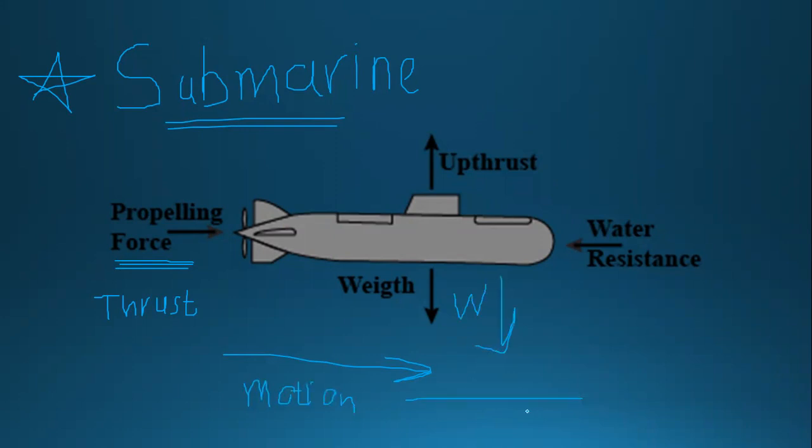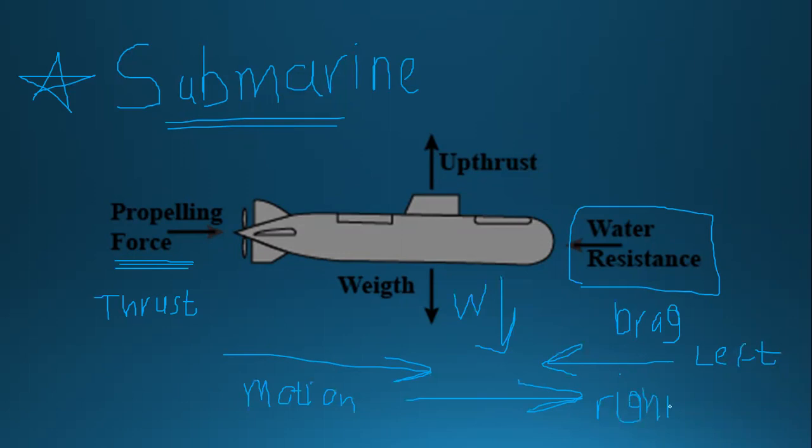Now if the motion is towards the right, water resistance, which is a drag force because it comes from the water, would act in the opposite direction, which is towards the left. Why towards the left? Because the motion was towards the right. Your motion was towards the right, so water resistance is a drag force which would always act opposite to the direction of the motion of the object. Then again, upthrust comes upward here.